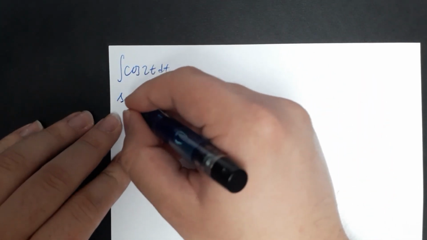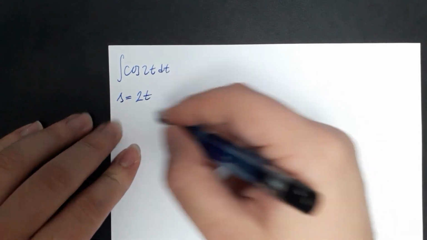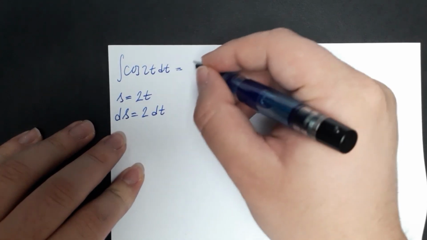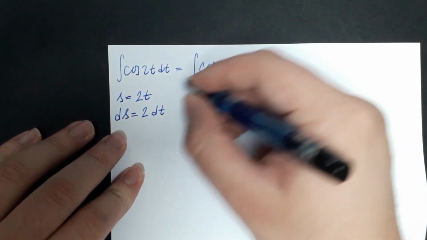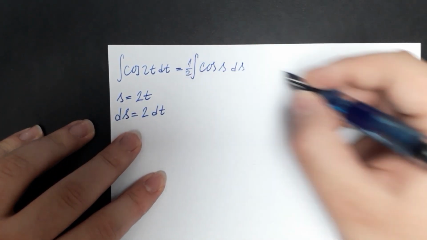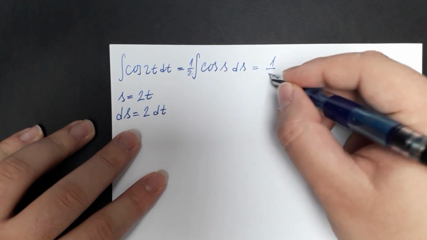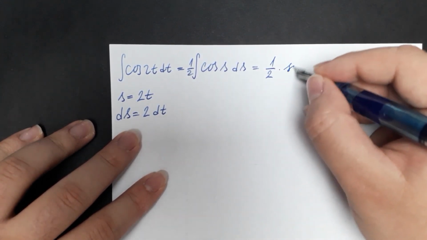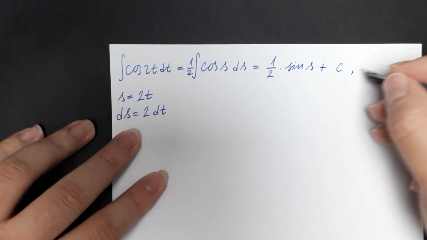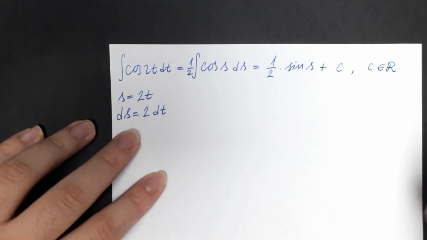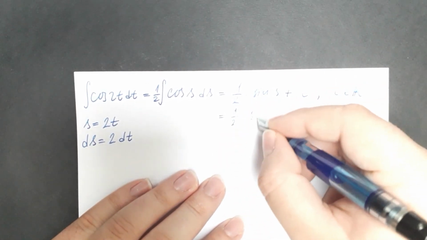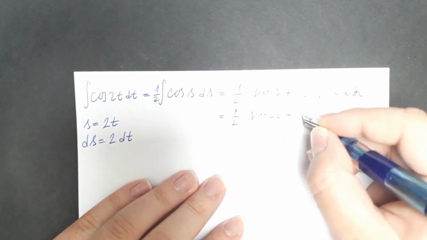We can introduce a substitution of s being equal to 2t, and that means that ds is 2 differentials of t. This is then equal to the integral of cosine s, where dt is ds over 2, and 1/2 of it. Well, this basically means that we get 1/2 times sine of s plus a constant c. c is a real number. When we return the substitution, we get that this is equal to 1/2 times sine of 2t plus c.